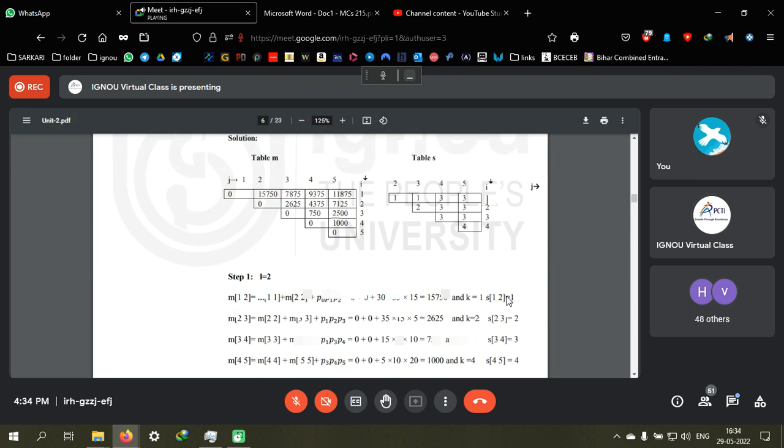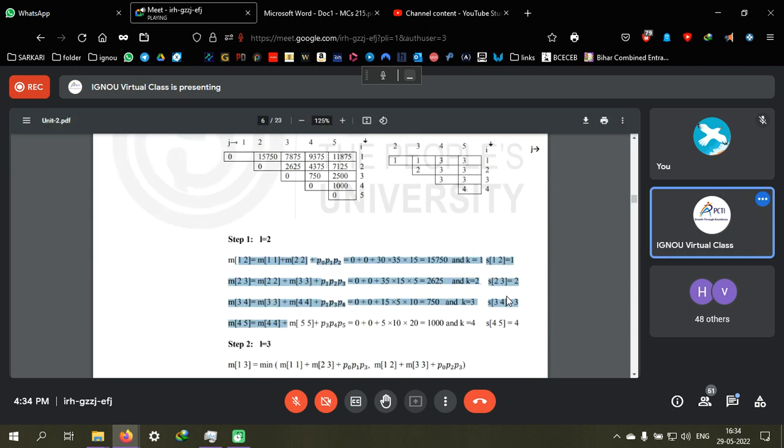You can do this. Is it clear for l is equal to 2? That means step 1. Can I proceed? Yes, ma'am. Now the next one is l is equal to 3.